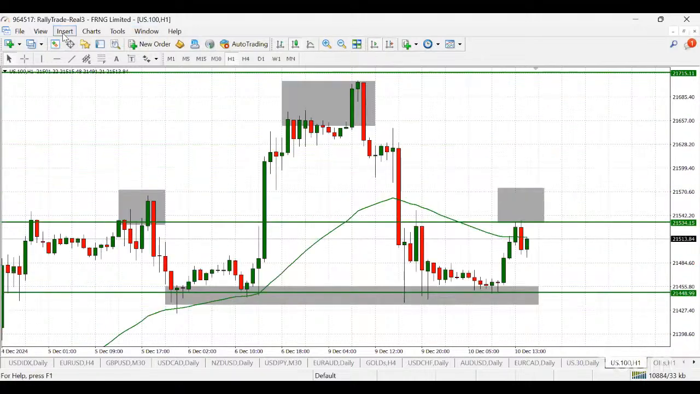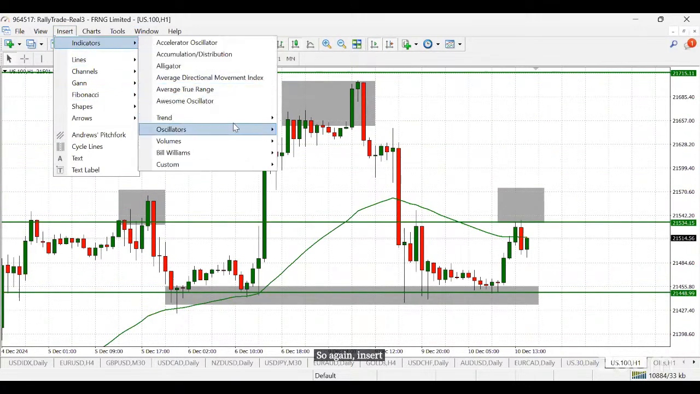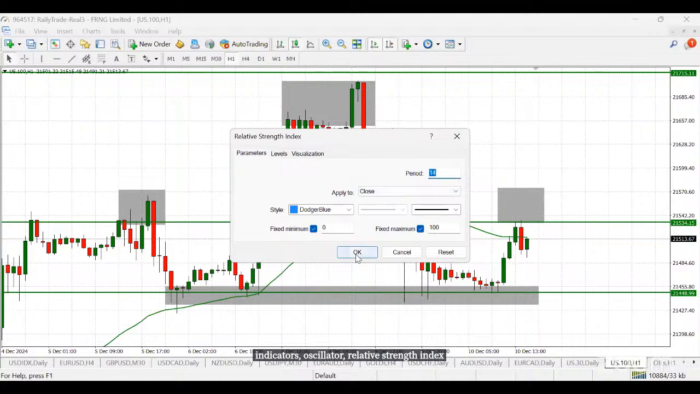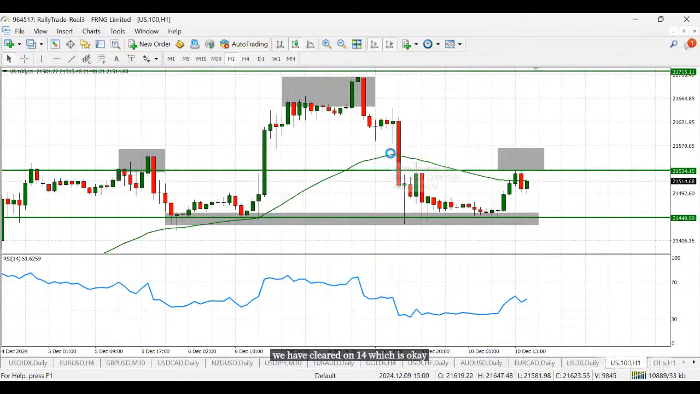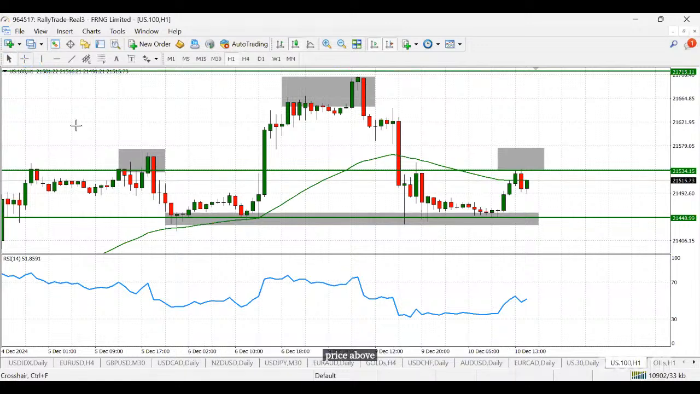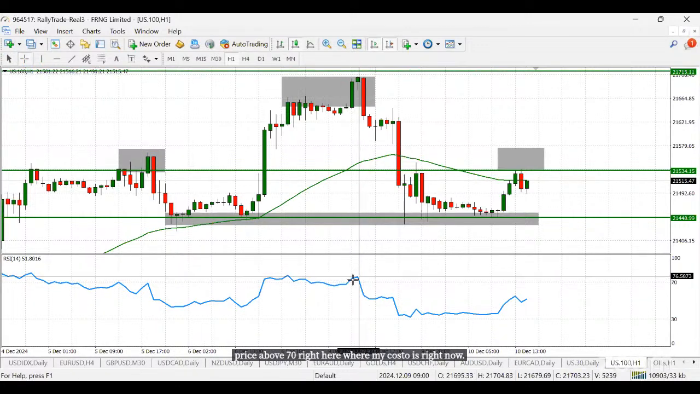So again, insert indicators, oscillator, relative strength index. We have the period on 14, which is okay. And then we have that. All right, so this is what we currently have. Now, remember I said we're interested in the two areas, 70 and 30. For example, if you look back at what happened here, price was above 70, right here, where my cursor is right now.